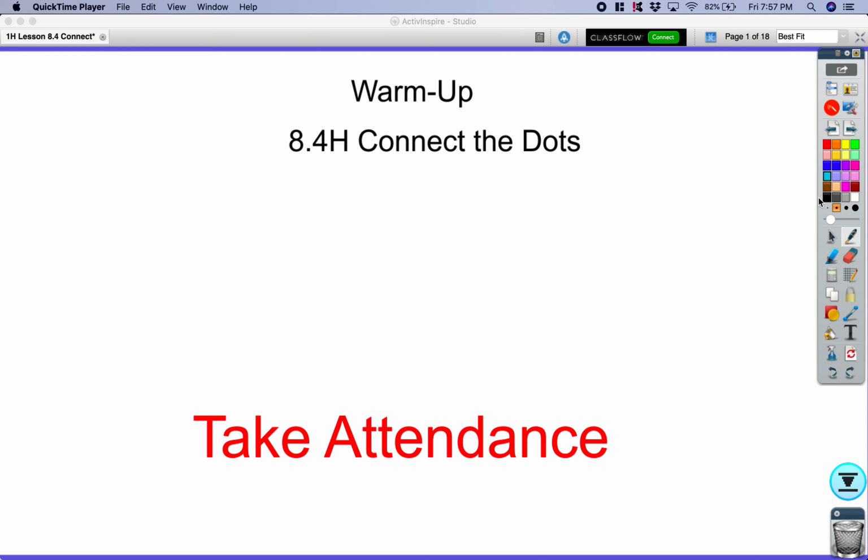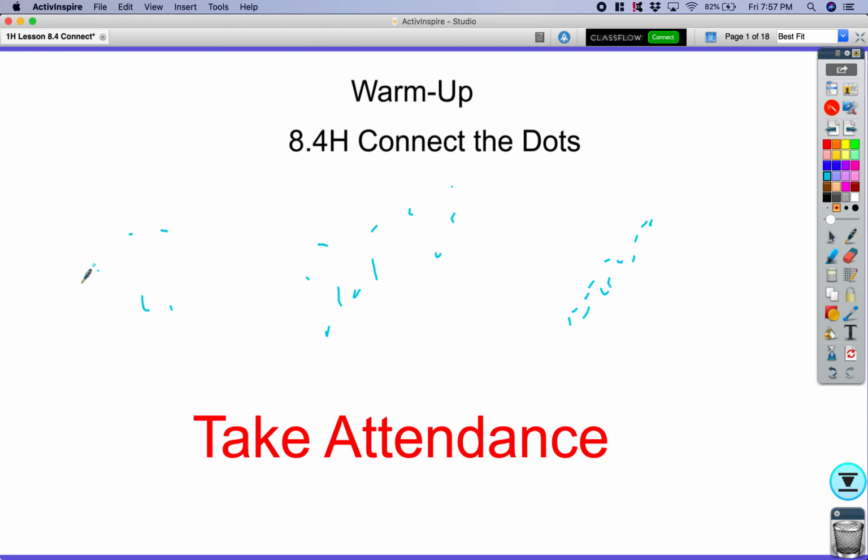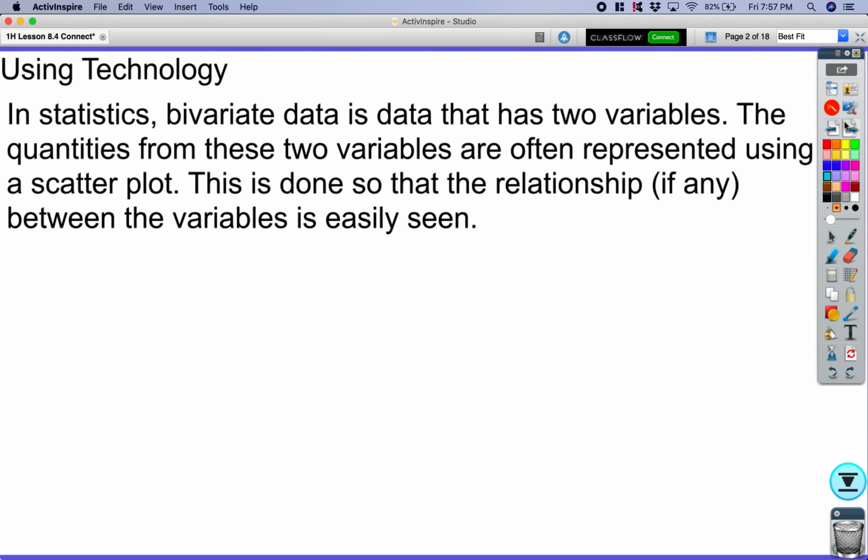So two things. We are going to be looking at scatter plots and how strong they are. If you remember from last year, are we talking about something with a strong relationship? Are we talking about something with a moderate relationship? Or are we talking about something with no relationship? Those are the three types of relationships that we're going to be looking at. In order to do that, we're going to be using technology.